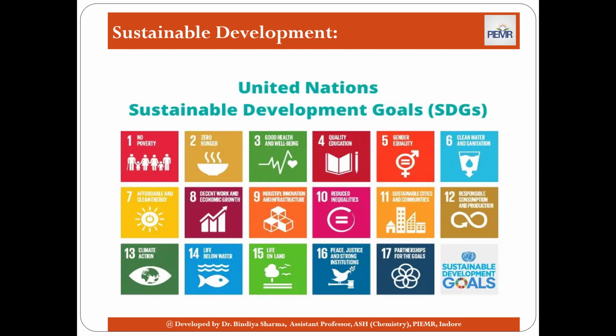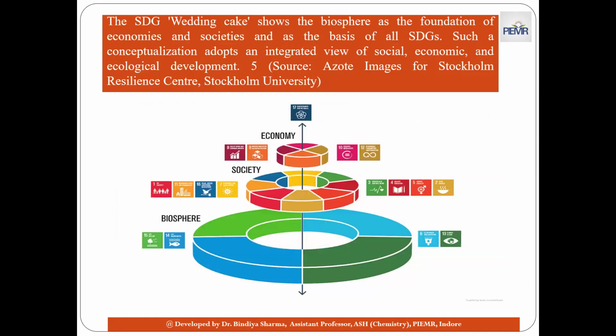We should also focus on climate action. That is, we should see what steps we can take to reduce the global impact on our environment. We should also focus on life below water, that is marine life, aquatic life, as well as life on land, that is our environment, air, land. We should also provide justice, equality, and develop strong institutions for the same. And partnerships for the goals should also be made. So these are the 17 sustainable developmental goals set for the Agenda 2030, named as SDGs.